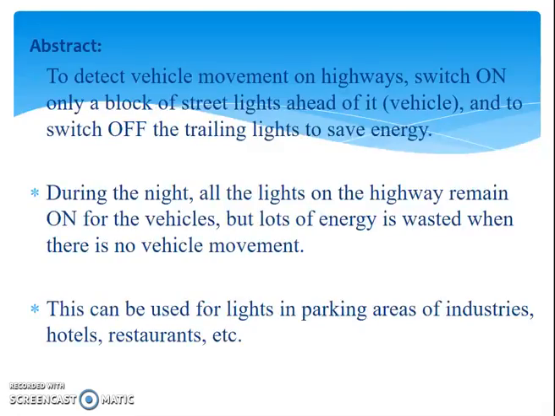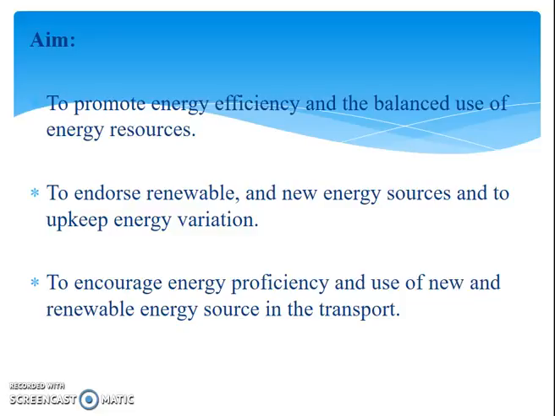Alternatives for natural resources are very few and our next generation may face a lot of problems because of the lack of these natural resources. This article describes a circuit that switches the street lights on detecting vehicle movement and remains off after a fixed time. The main aim of this section is to promote energy efficiency and the balanced use of energy resources, to endorse renewable and new energy sources, and to keep energy variation.